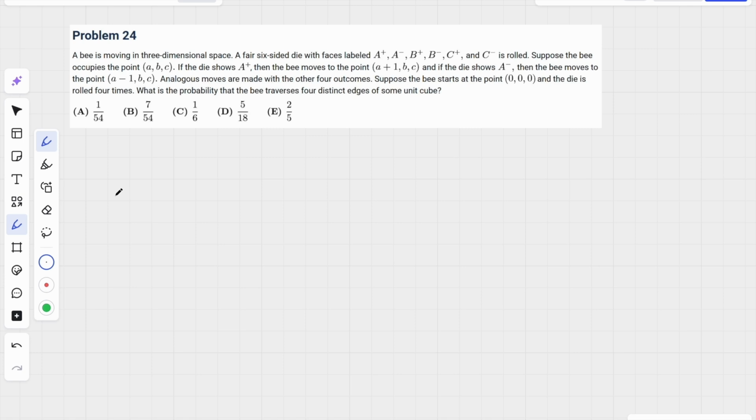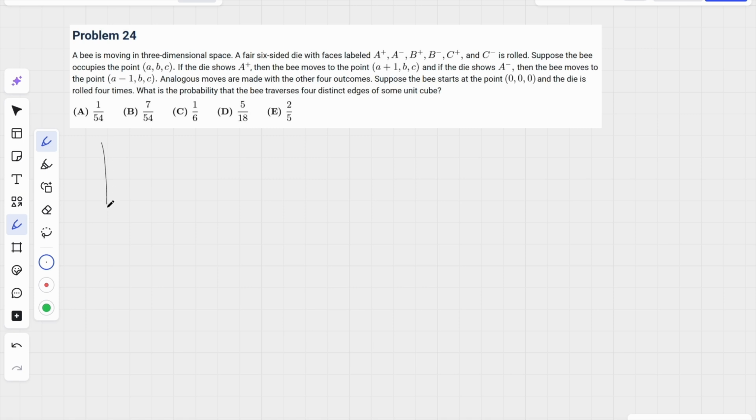Now problem 24. A bee is moving in a three-dimensional space. A fair six-sided die with faces labeled A plus, A minus, B plus, B minus, C plus, and C minus is rolled. Suppose the bee occupies the point (a, b, c). If the die shows A plus, then the bee moves to the point (a plus 1, b, c). And if the die shows A minus, then the bee moves to the point (a minus 1, b, c). Analogous moves are made with the other four outcomes. Suppose the bee starts at the point (0, 0, 0), and the die is rolled 4 times. What is the probability that the bee traverses 4 distinct edges of some unit cube?